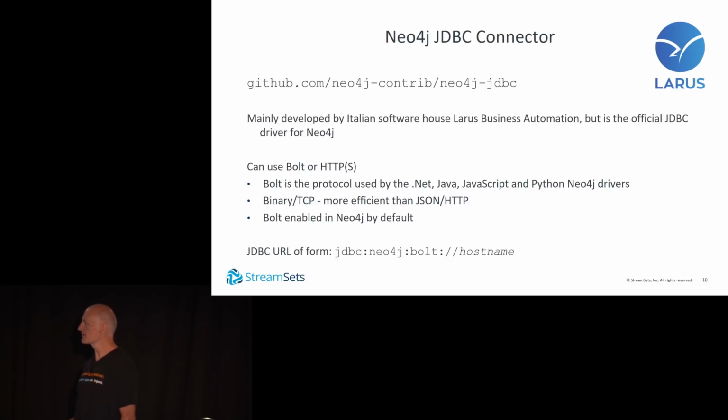And when you set up JDBC, you'll need a URL of this form. So jdbc:, so Neo4j selects that driver, and then bolt selects that protocol, and then the host name.